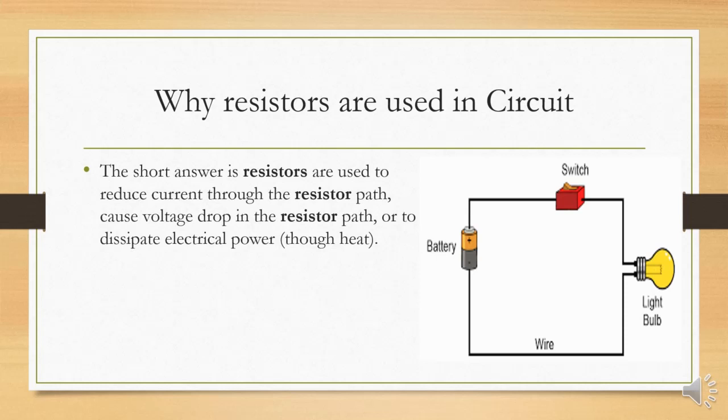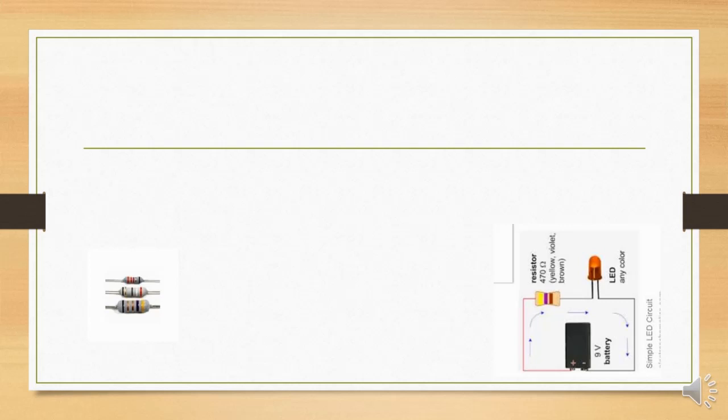which are in the form of a simple device, are used to control the current. The short answer is resistors are used to reduce current through the resistor path, cause voltage drop in the resistor path, or to dissipate electrical power through heat. So the resistors can be called a current controlling device. Here we can see the resistors. These are the resistors. As I say, it's a current controlling device.